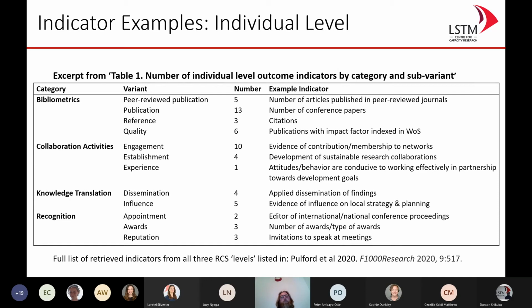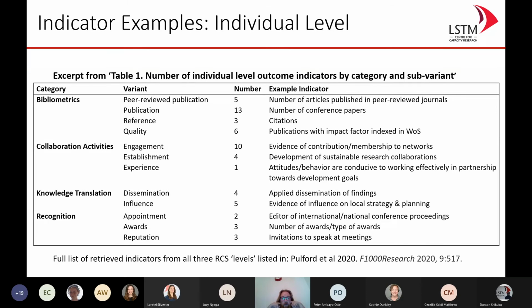Here are a small set of examples from the individual level that we found. I won't read through these, you can look at them briefly. It presents the category they came from, the different variants within each of those categories, the number of indicators that spoke to each of those variants, and an example of the type of indicator reported. So number of articles, number of conference papers, number of citations, etc.